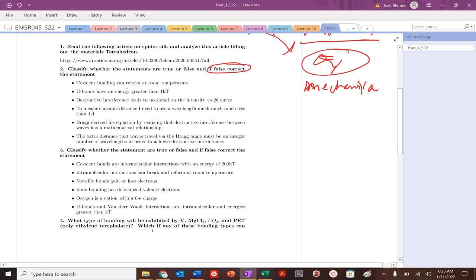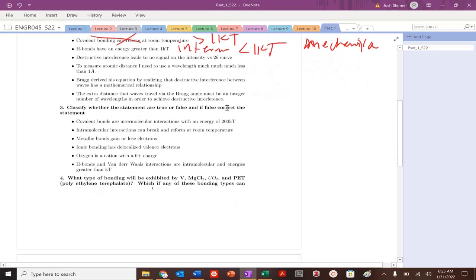So covalent bonding can reform at room temperature. No, that is false. Why? Because it is greater than 1 kT energy. H bonds have an energy greater than 1 kT. No, they are intermolecular interactions. So intermolecular, and thus less than 1 kT. Those interactions can break and reform at room temperature.